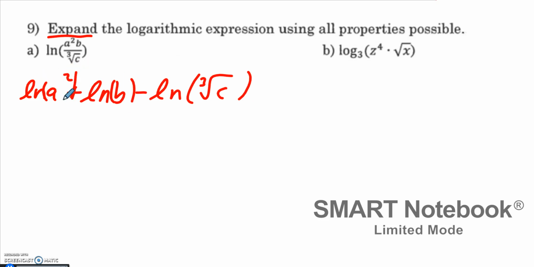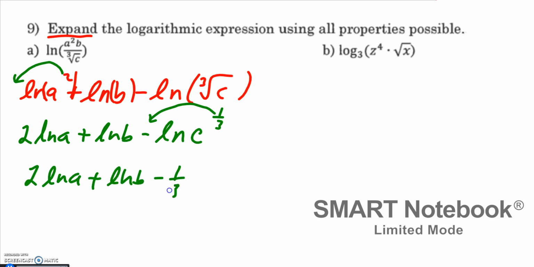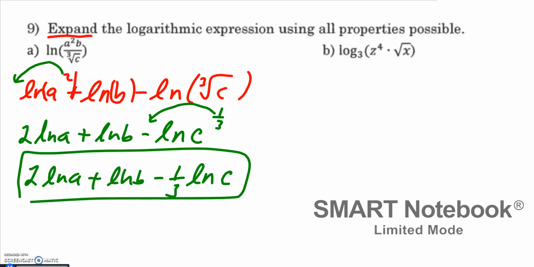So now, if you're continuing to expand, you want to bring all the exponents down in front. So we'd have 2 ln of a plus ln of b. Now this one's interesting because right now it's the cube root, and if you wrote this as a fractional exponent instead, that'd be c to the 1/3. So if I bring that down, we'd have 2 ln a plus ln b minus 1/3 ln c. Completely expanded.